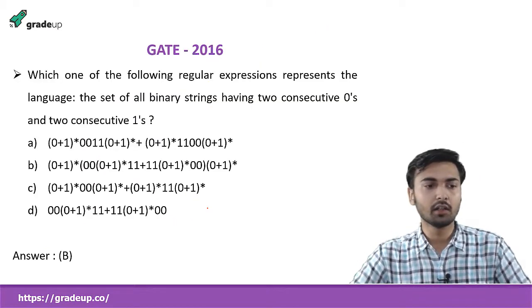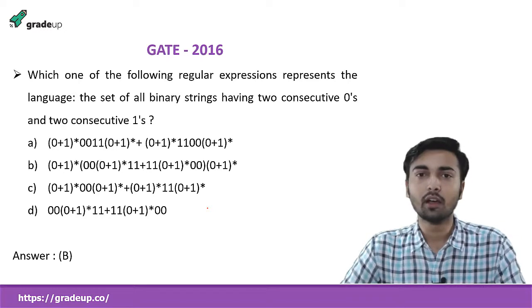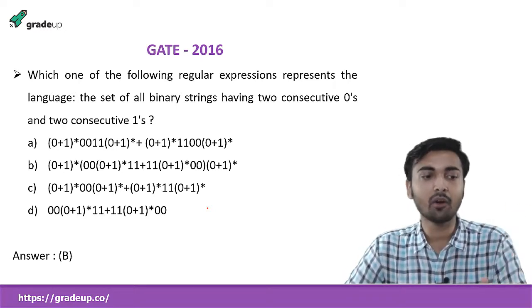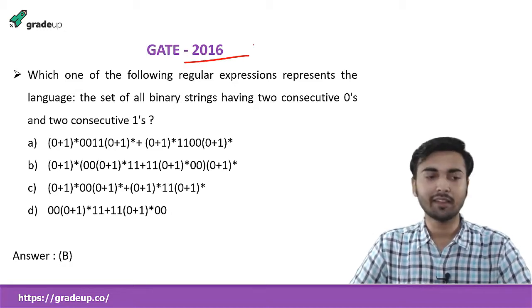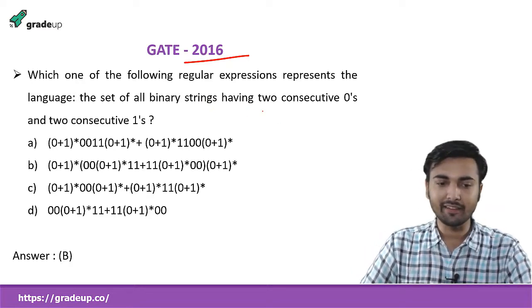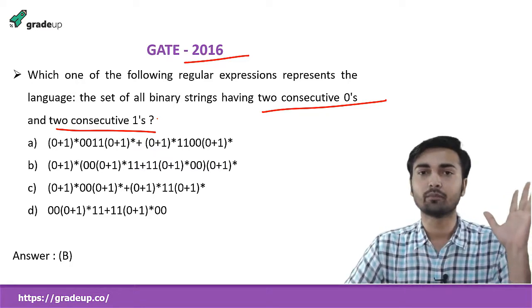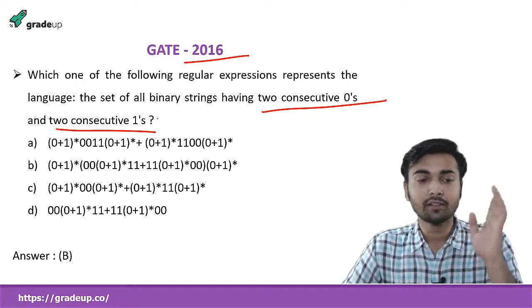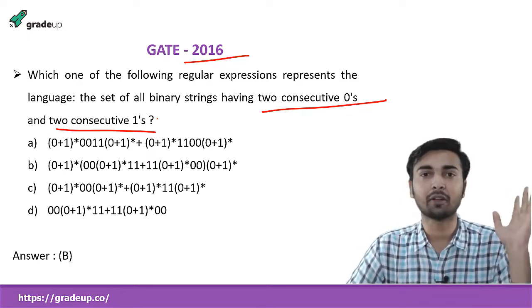Good. Now we know the basics of regular expressions and how to write them. Now come on to the actual GATE examples. This is asked in GATE 2016. Which one of the following regular expressions represents the language of all binary strings having 2 consecutive zeros and 2 consecutive ones? It is asking there must be 2 consecutive zeros and 2 consecutive ones in your language.